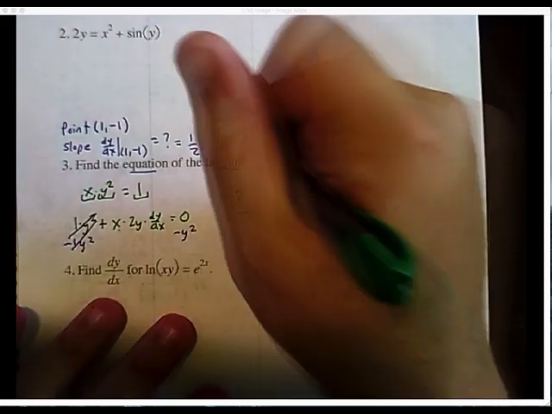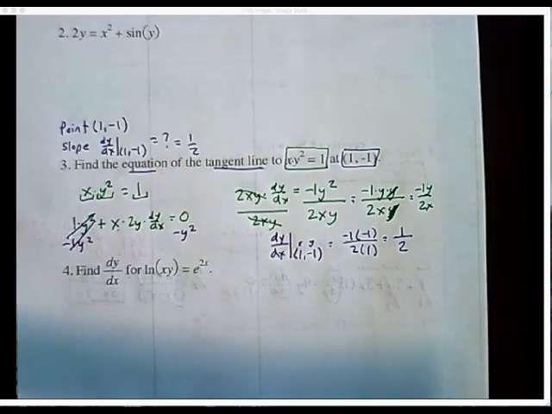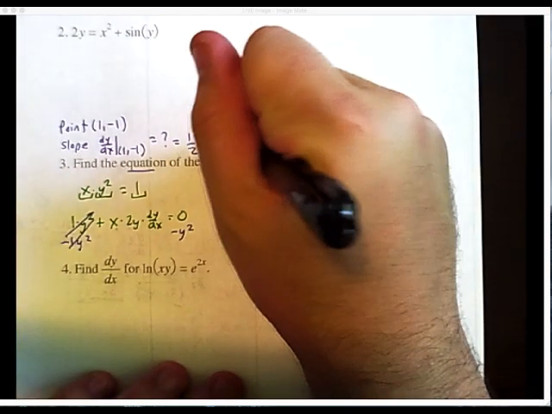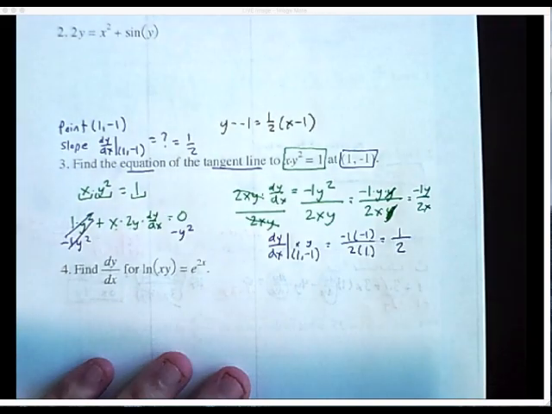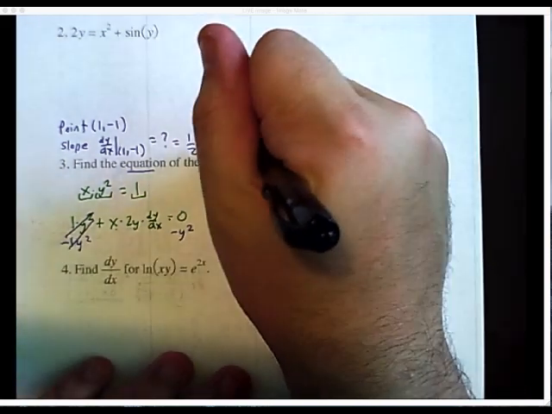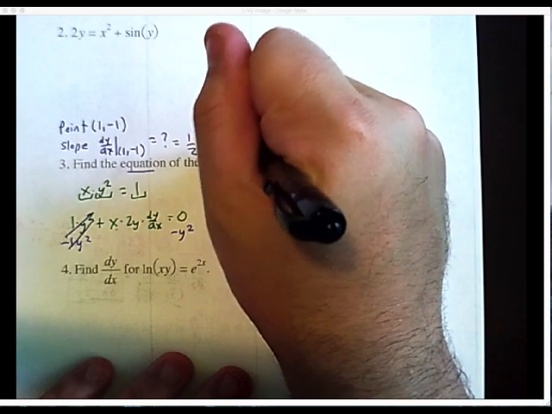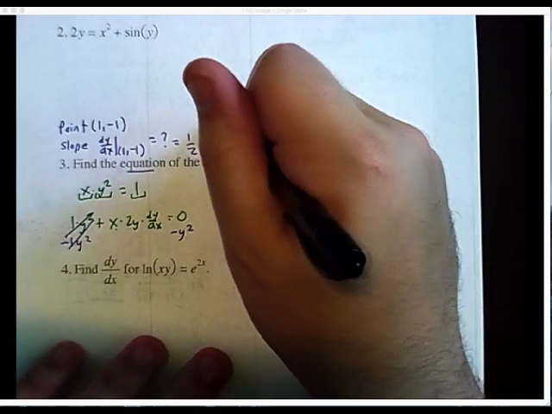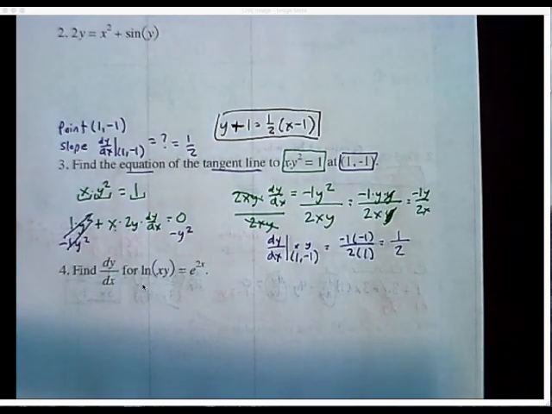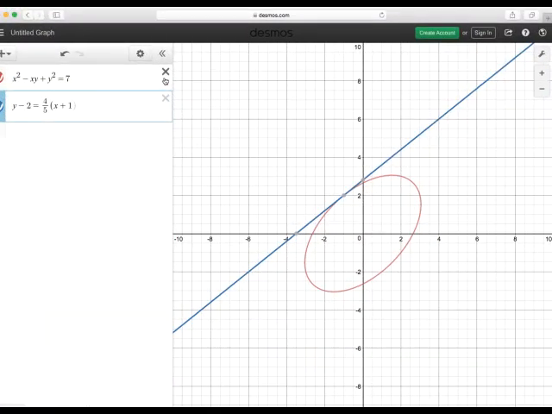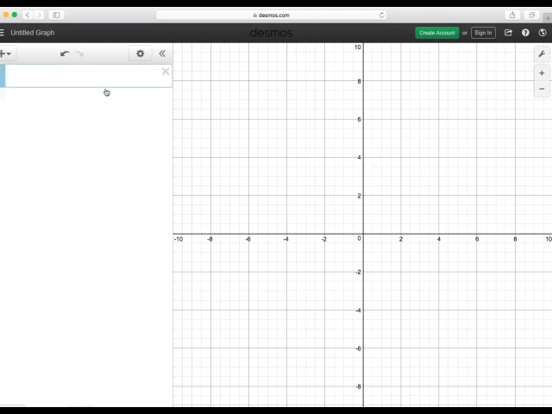Once I know that, I can write the equation of the tangent line. That would be y minus negative 1 equals 1/2 times x minus 1 in point slope form. So there's my answer. We can use a tool like Desmos to check ourselves a little bit. So here was the relation, xy squared equals 1.